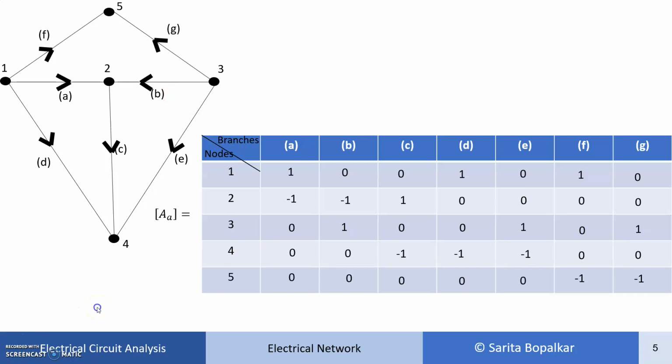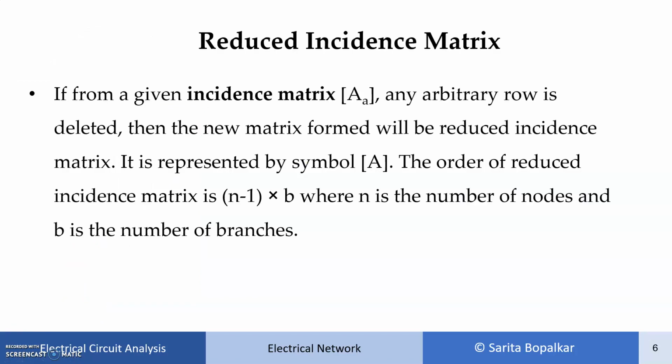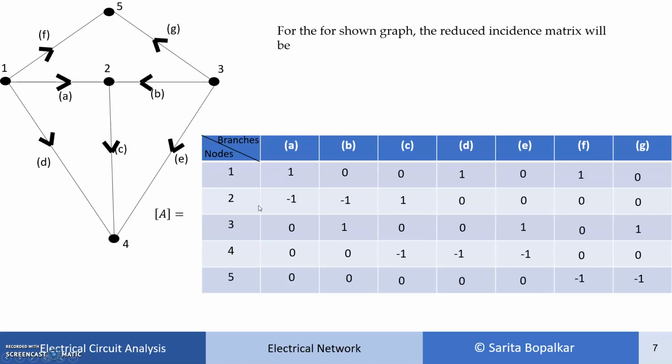One more term which is very important related to the incident matrix is the reduced incident matrix. If we have an incident matrix and we delete any arbitrary row of it, the new matrix formed is called a reduced incident matrix. That's it. So if there are n nodes, the incident matrix has n rows. In the reduced incident matrix, one row is less, that is n minus 1 rows. So this is our incident matrix, we have just formed it.